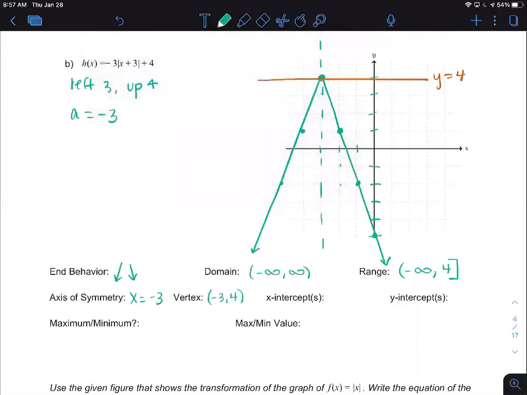Our x-intercepts, here we're going to kind of approximate. So let's say we're at negative, I don't know, 1 2/3. And let's say -1, -2, -3, -4. Let's say -4 2/3. Our y-intercept is easier to find. That's going to be a -5. Since we have a topmost point, we have a maximum, and that maximum value is the y value of our vertex, so 4.